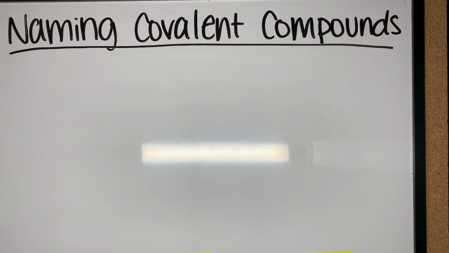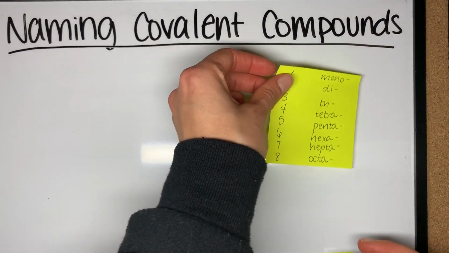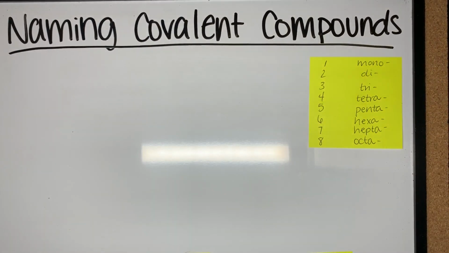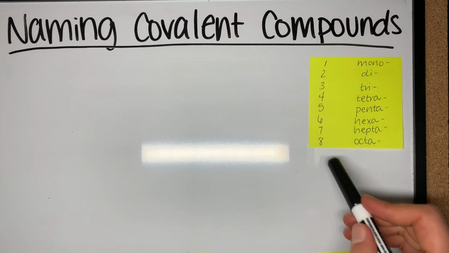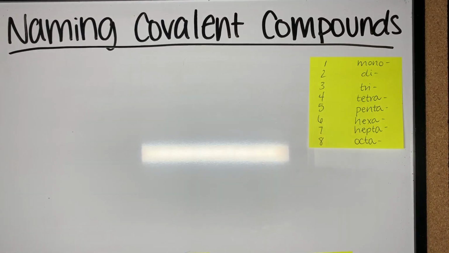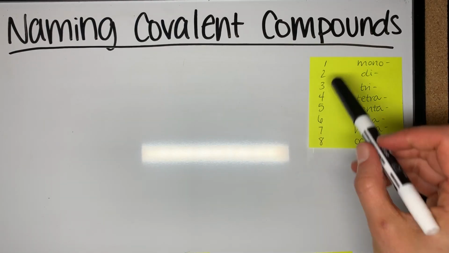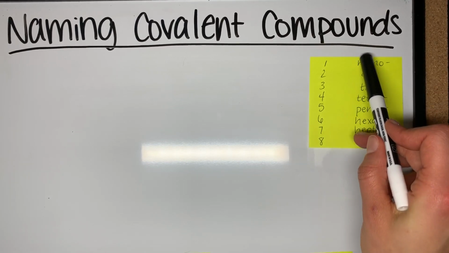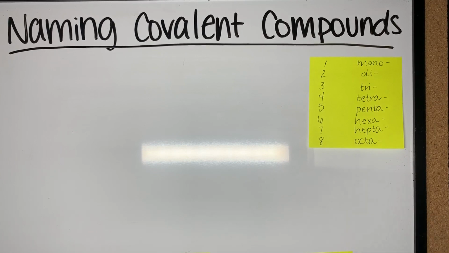Now, let's focus on how to name covalent compounds. For covalent compounds, we are going to be using something called prefixes. So you should have a printout of these. That goes actually up to 10, but I'm just going to stick with 8 for this video. This column is the number of atoms of that element, and this column is going to be the associated prefix for that number of atoms.